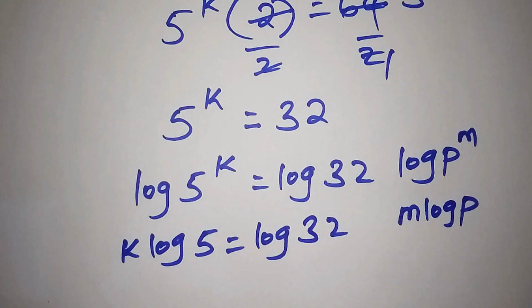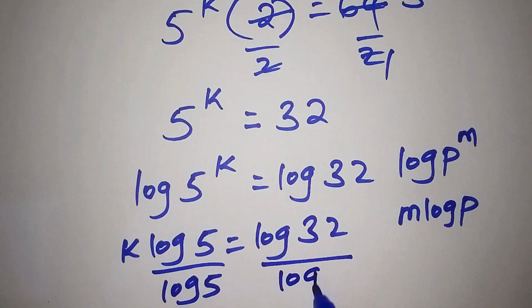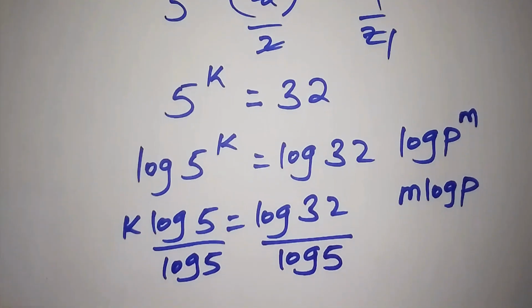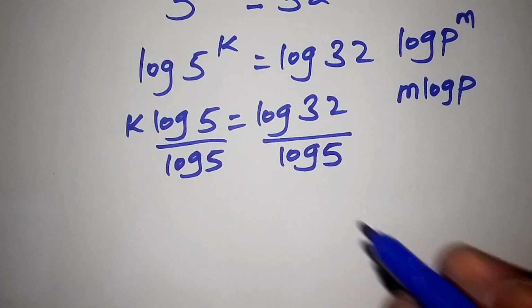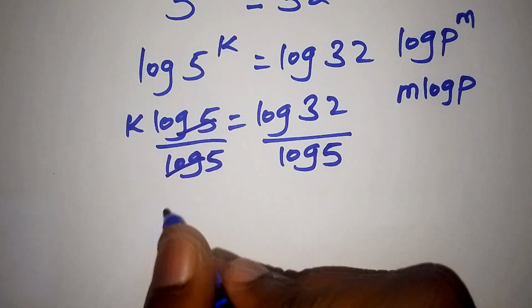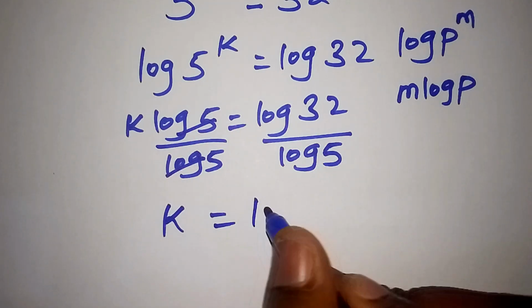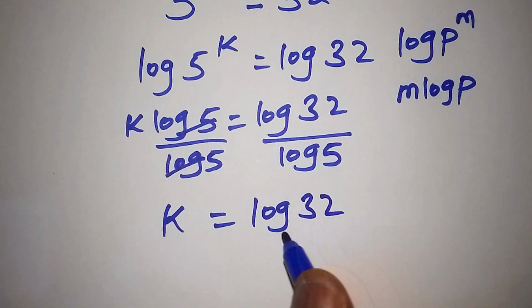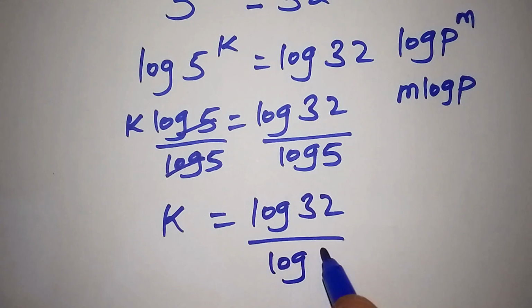So what is the next step? The next step is to divide both sides by the log of 5. So here by the log of 5, and also this side by the log of 5. Then from there we cancel the logs. Log 5 and log 5 cancel. So k is equal to the log of 32 all over the log of 5.